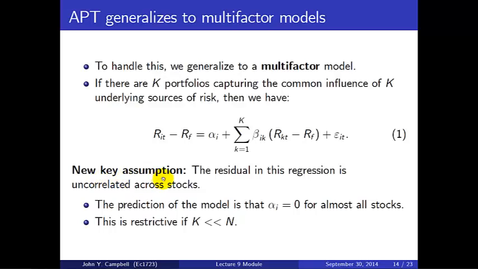So the new key assumption in this model is that the residual in this regression is uncorrelated across stocks. The prediction of the model then is that alpha i is 0 for almost all stocks, using the same no arbitrage argument that we had before. Now, this isn't going to be very helpful if the number of common factors you need is as large as the number of stocks you have. But if you can explain the returns on a very large number of stocks with just a few common factors, then we actually have a restrictive and useful model.